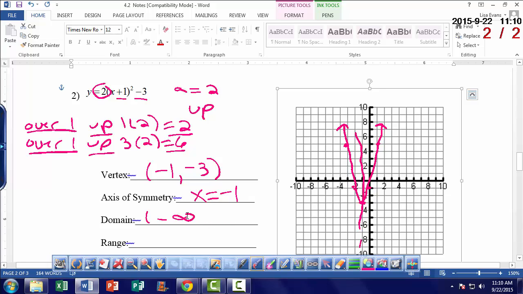Okay, our domain again is all reals, and our range this time is going to start from our lowest point, which is -3, and it's going to go to positive infinity.